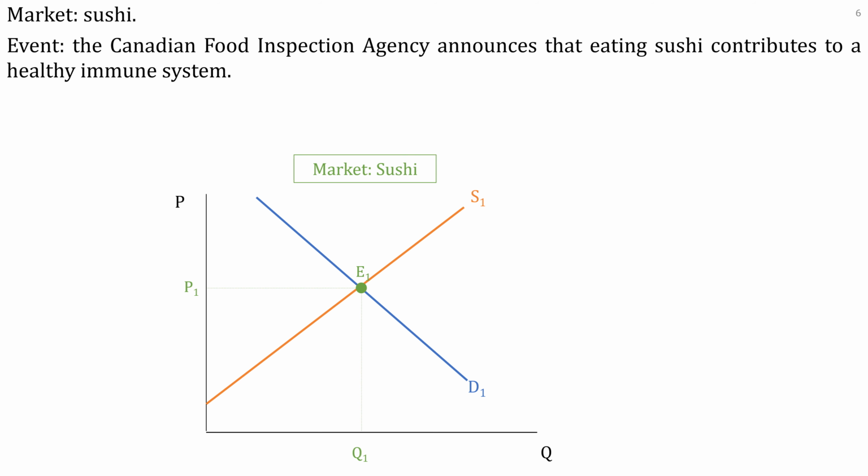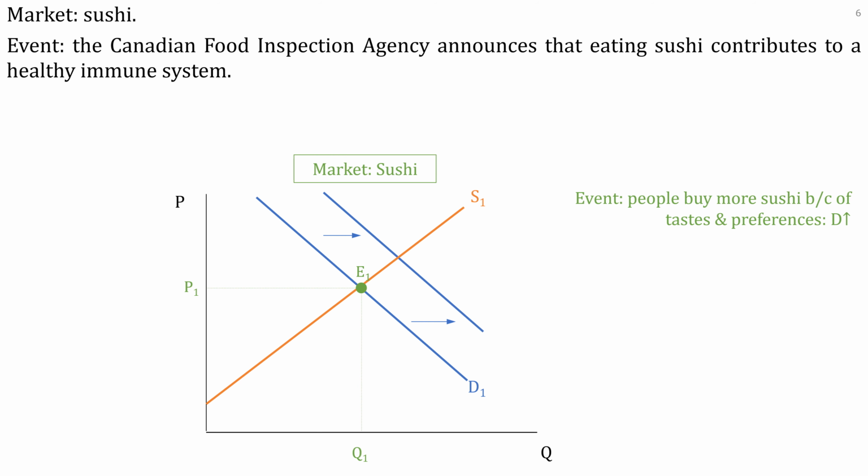So if it's announced that eating sushi contributes to a healthy immune system, this has to do with the tastes and preferences of people. It's something that becomes popular because of the health reasons. So the demand is going to increase. How do you show an increase in demand? Well, you shift it to the right. So you draw arrows to the right and you draw a new demand curve and you label that.